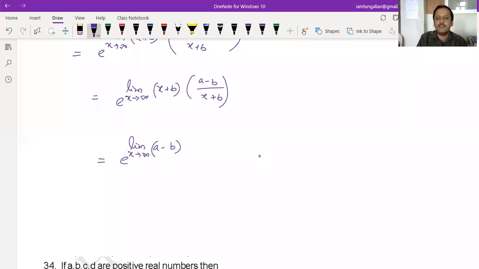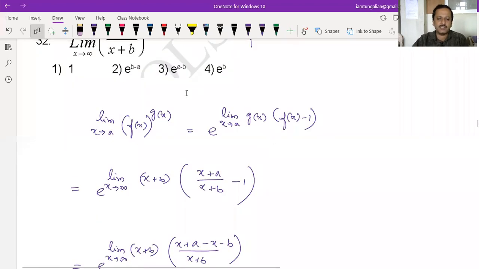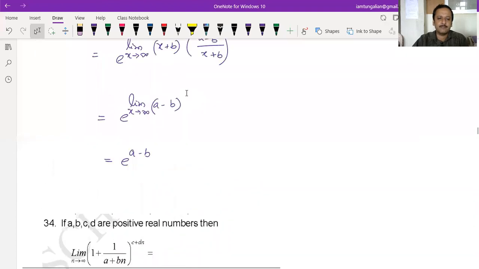When x tends to infinity, what will happen to a minus b? Nothing will happen because it's a constant. Whether x tends to infinity or 0 or somewhere else, a minus b will remain as a minus b only. So the answer is e to the power a minus b, which is the third option. E power a minus b. Okay.